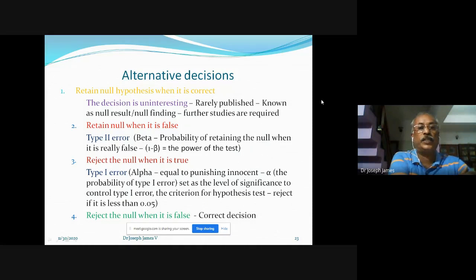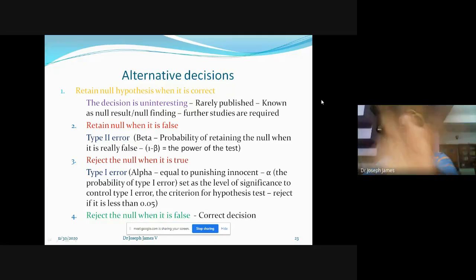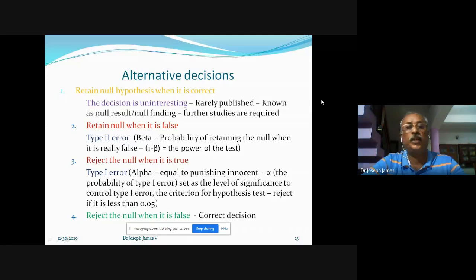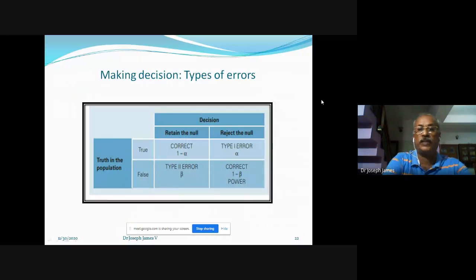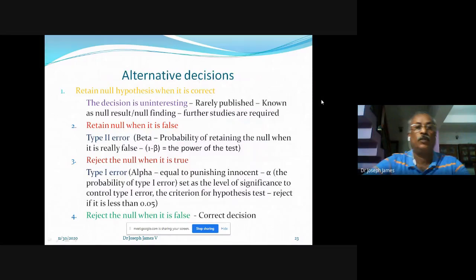There are 4 alternative decisions that you can take based on the previous table. One is to retain the null hypothesis when it is correct. And suppose your decision is like that: retain the null hypothesis when it is correct. Seemingly it is a correct decision.